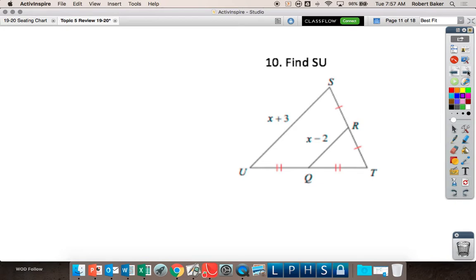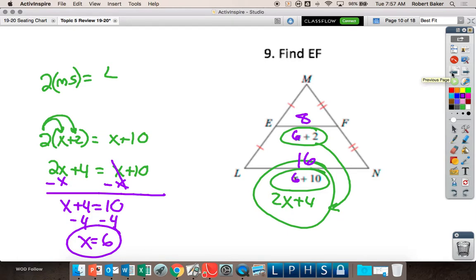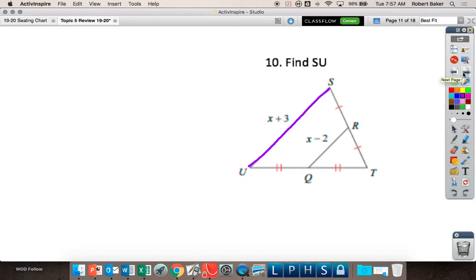Alright, so same thing here. We're looking for a midsegment, find SU. So what's the length of this side? And let's go back and make sure we answered. EF is 8. Find SU, so we're looking for this length right here. We're still going to use the same math we used earlier though. 2 times the midsegment is equal to the length of the long side. And we're going to start mathing through that.